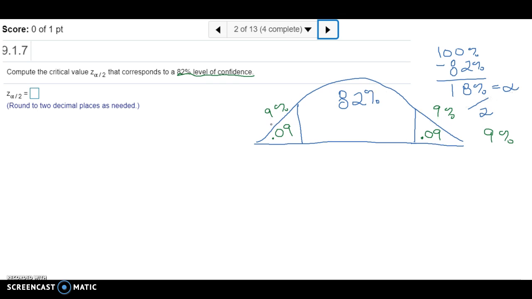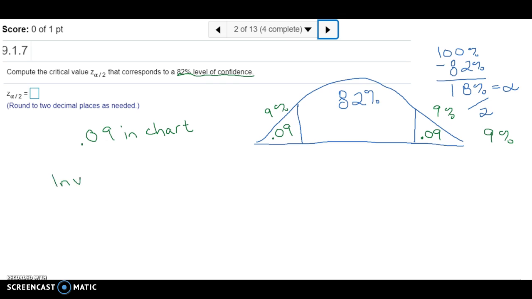We split it evenly between the tails. So that's why they call it z of alpha over 2. And again, you can look up 0.09 in the chart, table 5. It's kind of a pain. You have to go through all those numbers, find as close as you can get to 0.09, and then work your way out to get that z-score. That's the only way to do it.